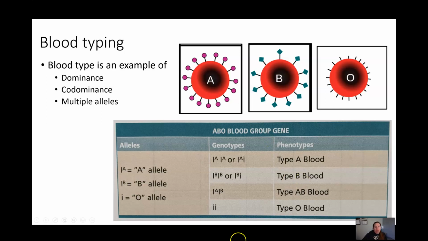Only when we're homozygous recessive for lowercase i, in other words, we get the lowercase i allele from both parents, will we have none of these markers expressed on the outside of your red blood cells, and you will be type O blood. So we have multiple alleles. We have 3 different alleles. In some cases, we can see dominance occurring, for example, here and here. In other cases, we can see an example of codominance right here.